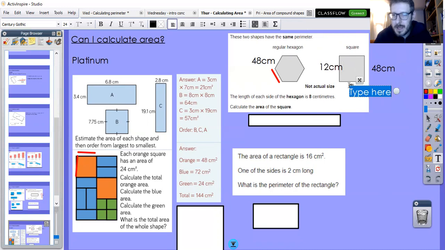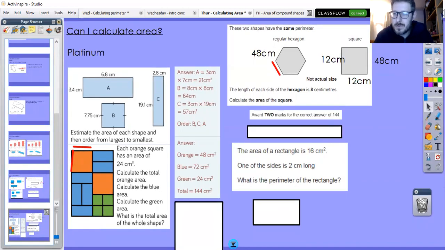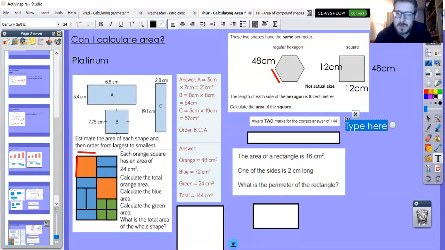And then if we know that each of these sides is 12 centimeters long, we can then think about the fact that the area will be 12 times 12 to give, hopefully, 144. And ideally, that would also have centimeters squared at the end as well. So an area of 144 centimeters squared.